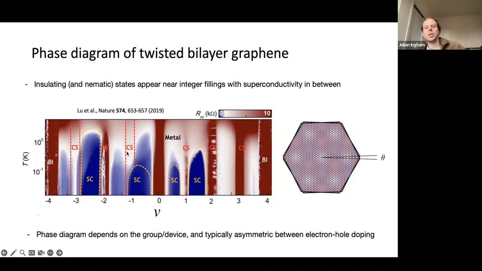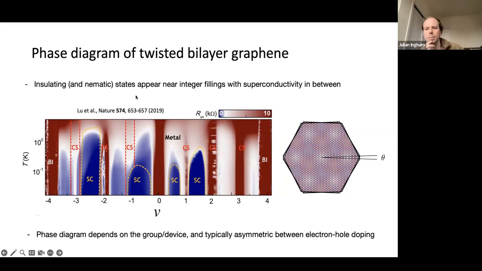It's convenient for us to measure density in units of number of electrons per unit cell, nu. And so 0 in the middle here is we haven't added any additional charges to the system. And for instance, nu equals +2 is we've added an additional 2 electrons per moiré unit cell. The bands near charge neutrality, which refers to nu equals 0, are fourfold degenerate. So as we add an additional 4 electrons per unit cell, right here we have a band insulator where the bands closest to charge neutrality are completely filled.